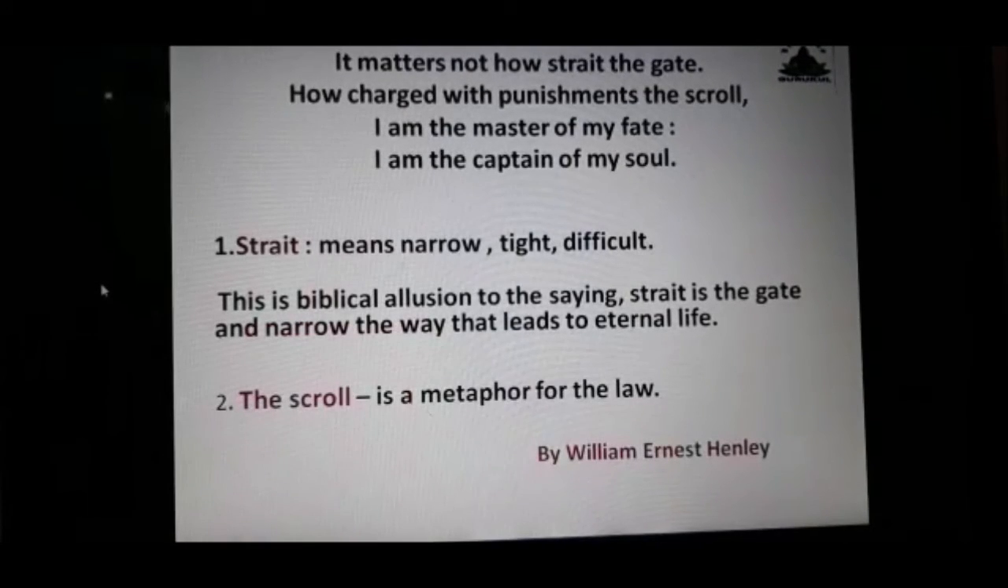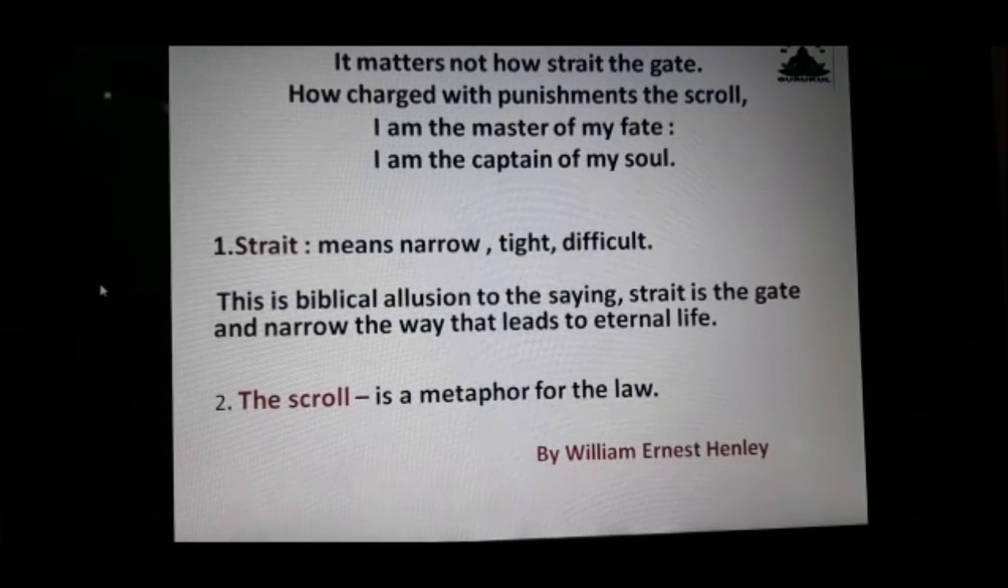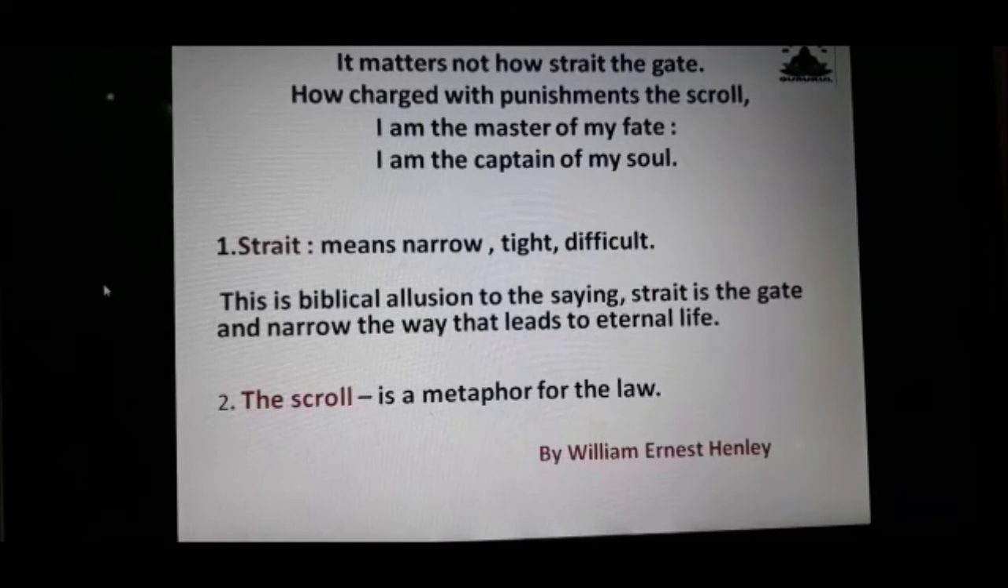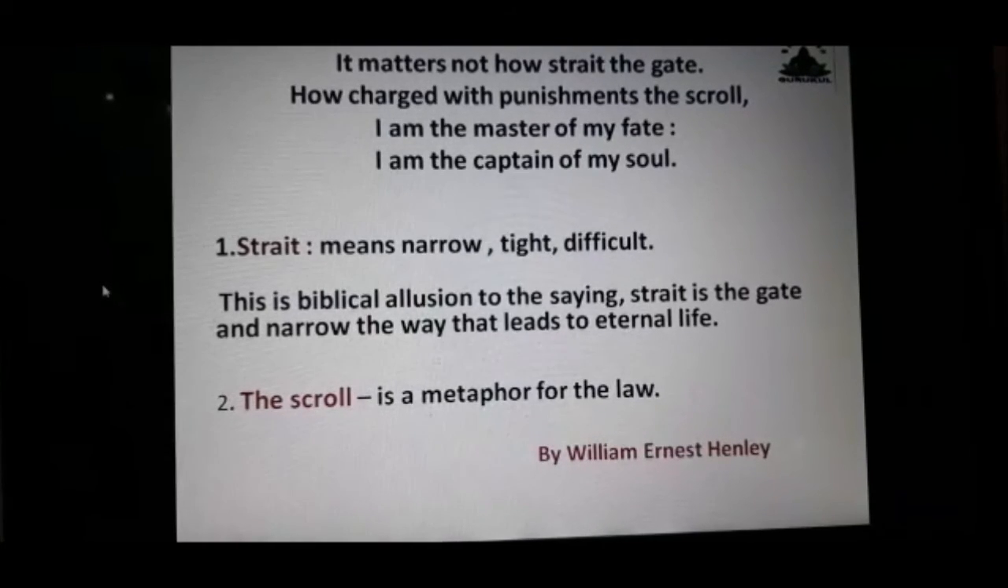Moving ahead with the next paragraph. It matters not how straight the gate, how charged with punishments the scroll. I am the master of my fate. I am the captain of my soul. Now in this paragraph, the word straight means narrow, tight or difficult. It means very narrow, the road, the way, the path.